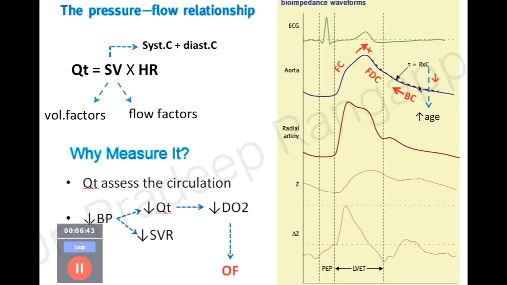So why should we measure cardiac output? Because cardiac output gives you an indication of the overall effectiveness of the circulation. In any patient who comes to ICU, if blood pressure is low, there are basically two major divisions as to why blood pressure is low. One is due to low cardiac output, which we have just spoken about, or there is reduced systemic vascular resistance, which typically happens in septic shock, where all your peripheral vessels get dilated, and that leads to a fall in blood pressure.